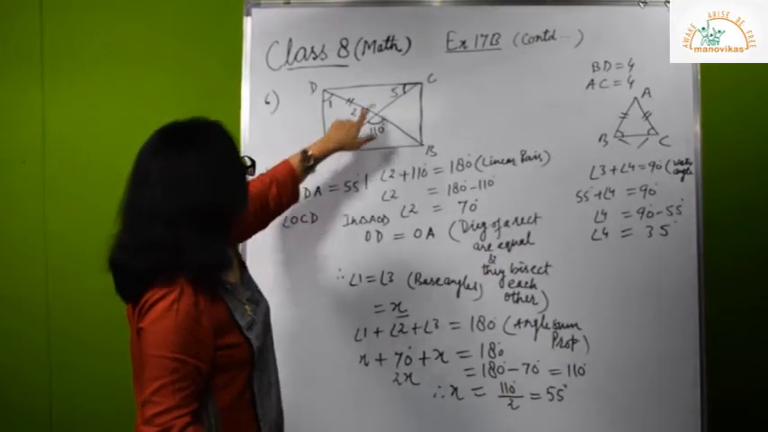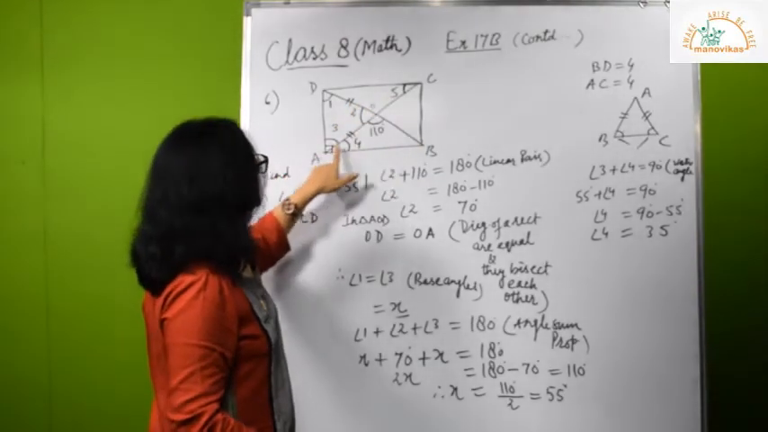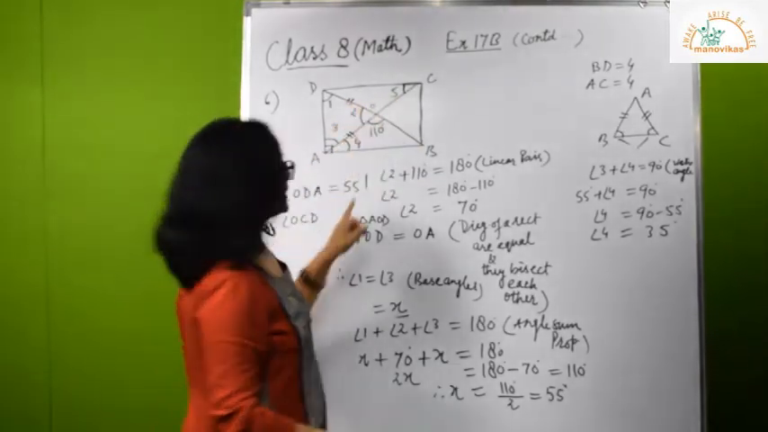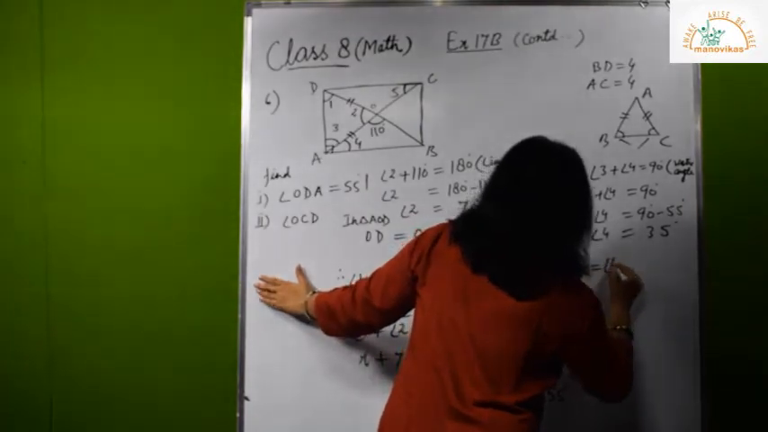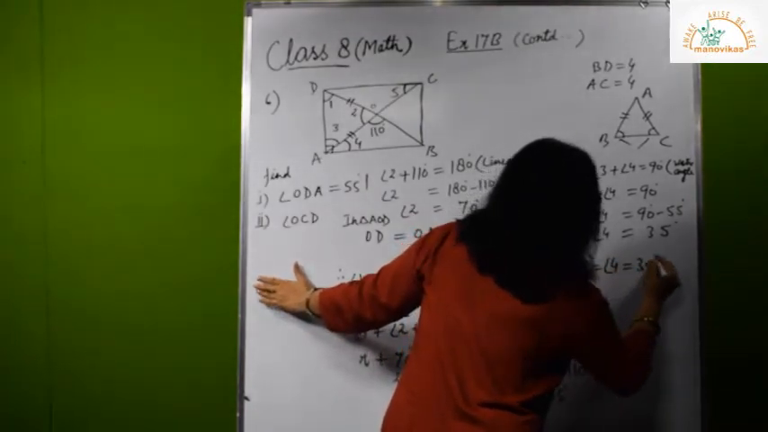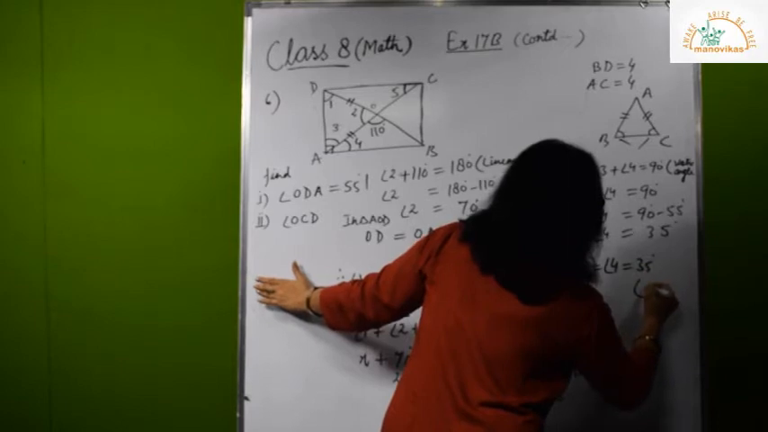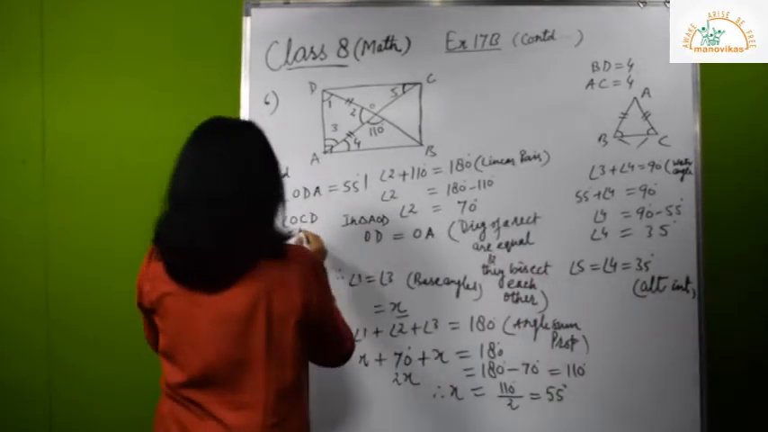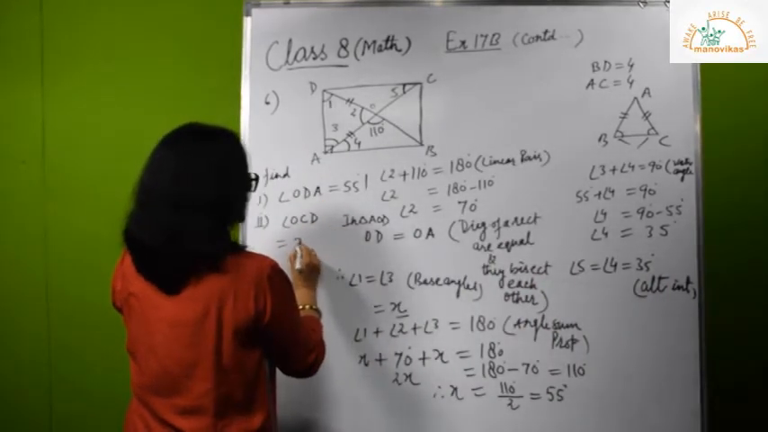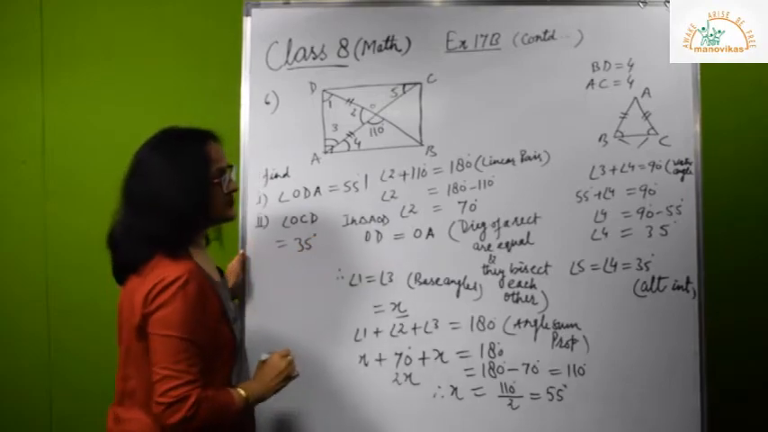Now angle 4 is equal to angle 5. Why? They are alternate interior angle. Angle 5 is equal to angle 4, that is 35 degree. Why? Because they are alternate interior. So they will be equal. So this way angle OCD we have found 35 degree.